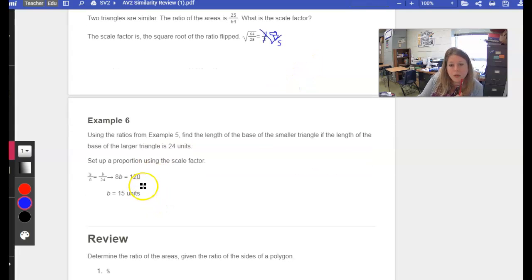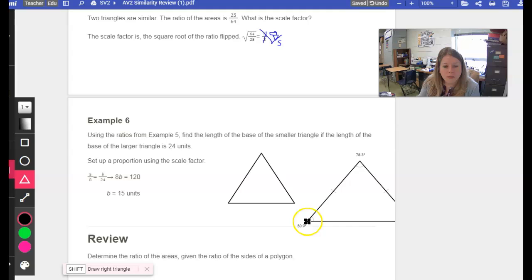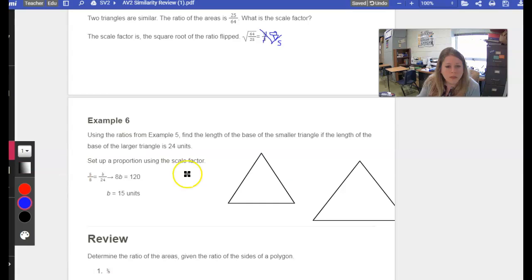Okay, last example, and then you're going to do the rest on your own, and we'll talk about it during the meet. Use the ratios from example 5. Okay, so we're using the same ratios from example 5. Find the length of the base of the smaller triangle. The length of the base of the larger triangle is 24. Alright, I gotta do some shapes here. So we got small, we got big. Our scale factor is 8 to 5. So that means this guy has a side of 5 and this one has a side of 8.